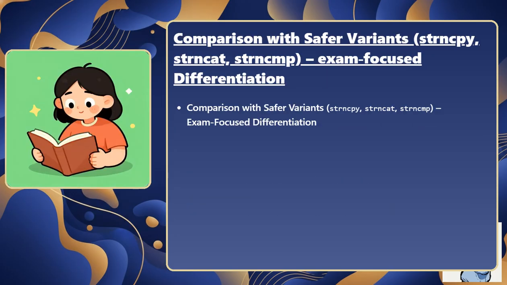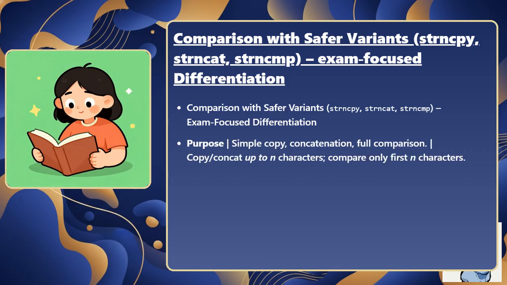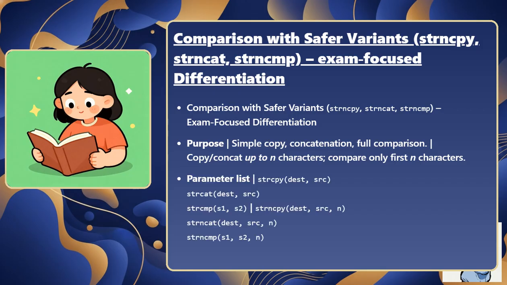Comparison with safer variants strncpy, strncat, strncmp. Exam-focused differentiation. Purpose: simple copy, concatenation, and full comparison. The safer variants copy or concatenate up to n characters, or compare only the first n characters. Parameter list: strcpy(dest, src), strcat(dest, src), strcmp(s1, s2). strncpy(dest, src, n), strncat(dest, src, n), strncmp(s1, s2, n).